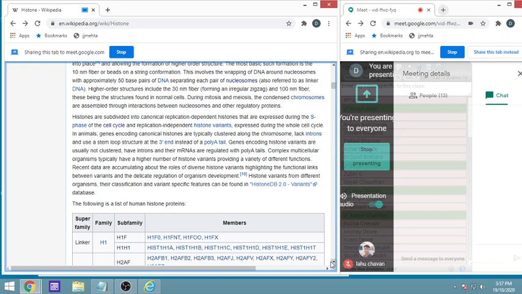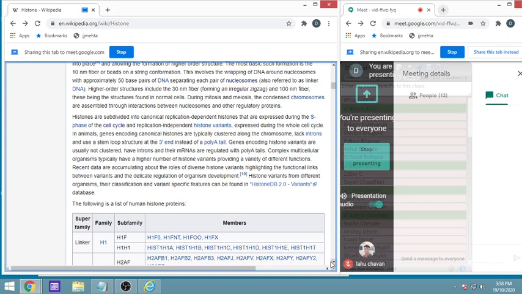In animals, the genes which are encoding the canonical histones are typically clustered along with the chromosomes. They are always required, so they are present near that, and immediately these proteins are formed, and they lack any kind of introns, because immediately it has to be functional, so there is no time for splicing, etc. The others usually have introns, and their messenger RNAs are regulated with the poly tails.